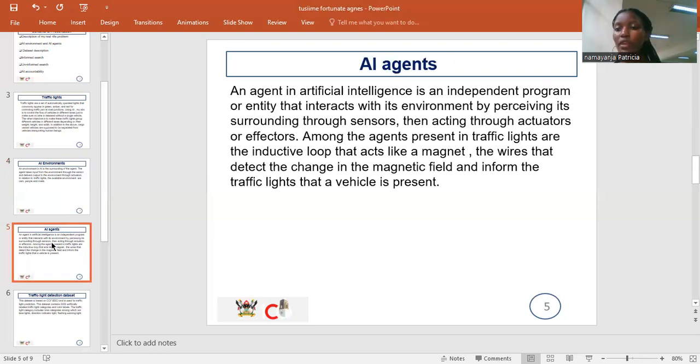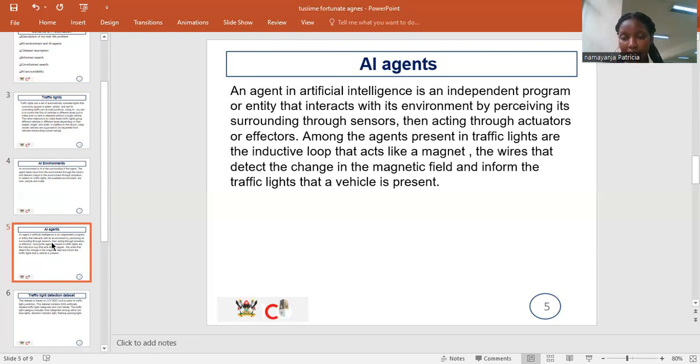So the agent is actually part of the system. It could be software; we could have human agents, we could have software agents, but in traffic lights, we are majoring in software agents.